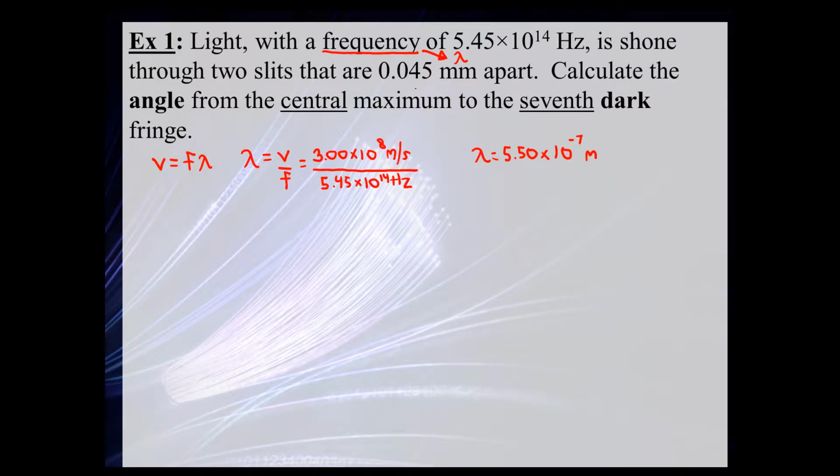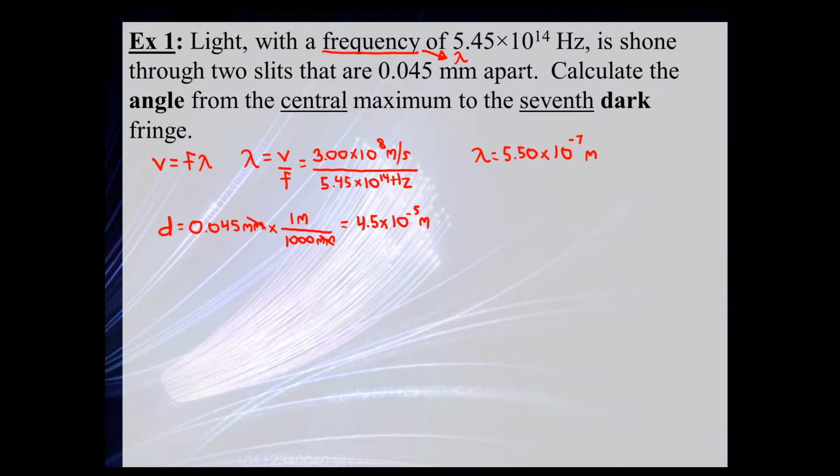Now let's identify the rest of our variables. I'm shining through two slits that are 0.045 millimeters apart. So the distance between the slits is the variable little lowercase d. So 0.045 millimeters, I need to convert that into meters. And what I know is in 1 meter stick, I have 1,000 millimeters. Millimeters cancel off, so it's the same thing as just dividing by 1,000. So that would give me 4.5 times 10 to the negative 5 meters.